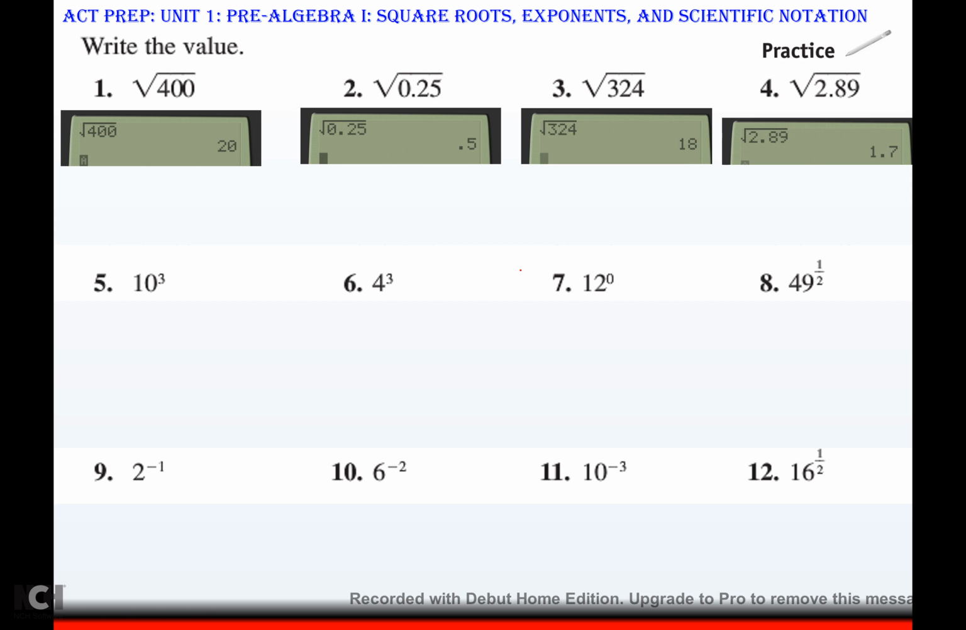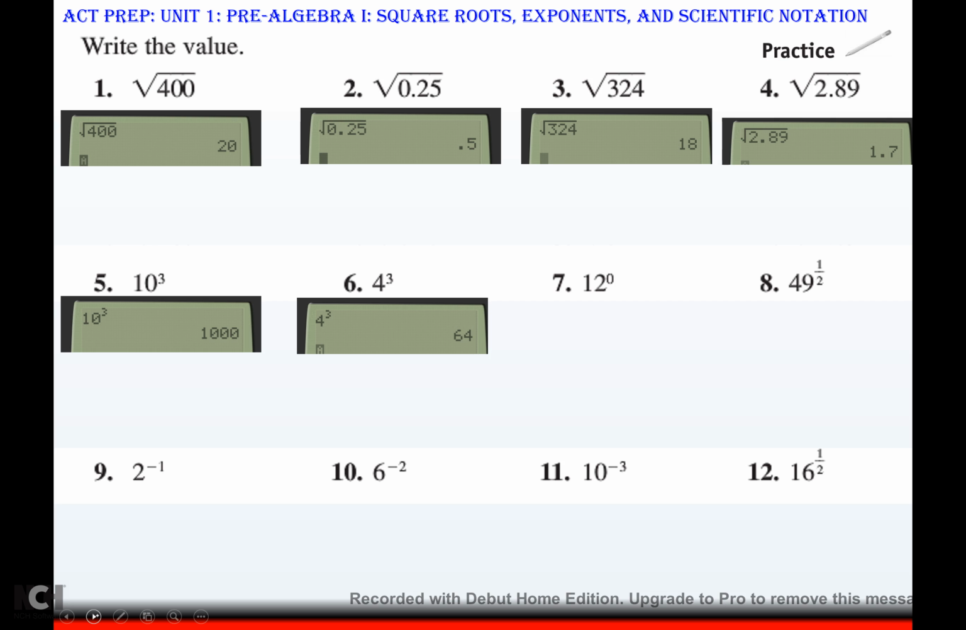When you do exponents, you use your caret key. I do 10 caret 3, which is 1,000. 4 caret 3 is 64, because 4 times 4 times 4. This one is 10 times 10 times 10. Okay, anything to the 0 degree is 1. You can type it in a calculator to check, but it is.